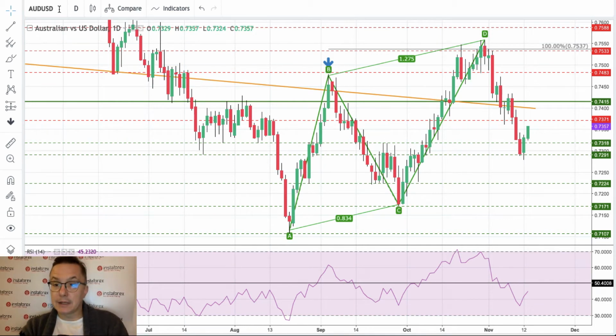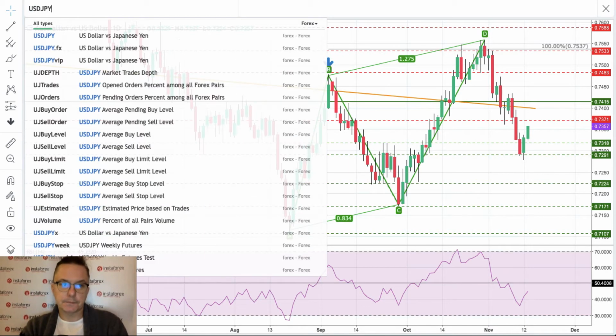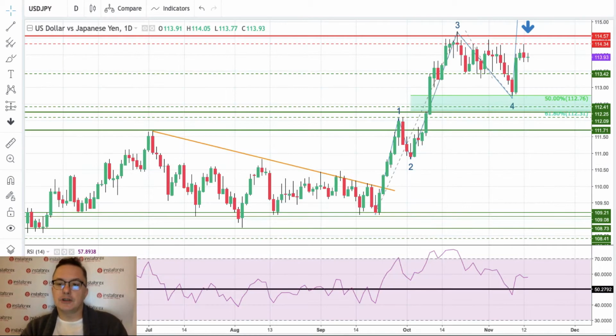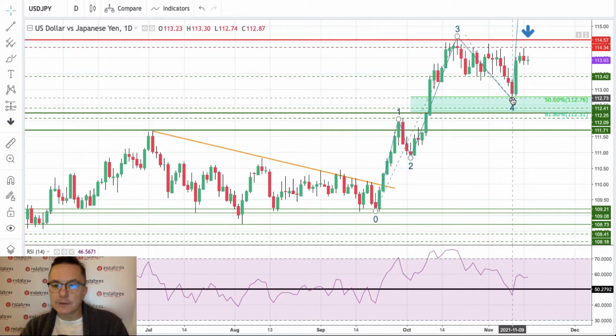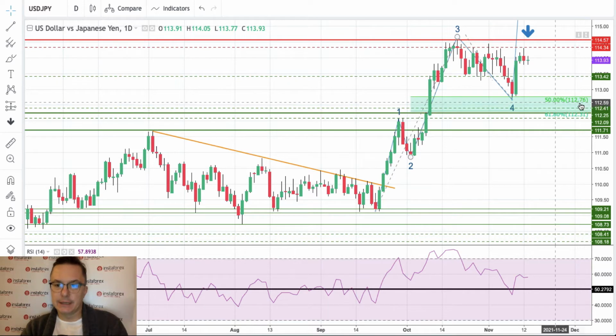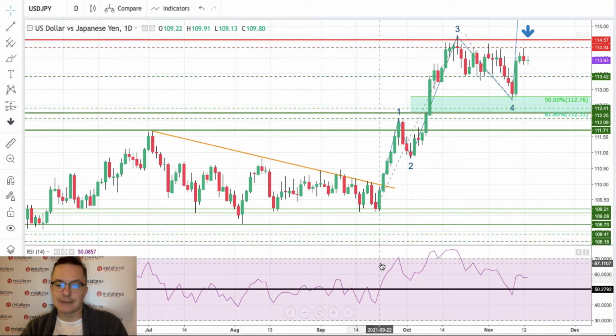Let's take a look at the US dollar to the Japanese yen. The US dollar to the Japanese yen chart looks exactly as we want this chart to look. We have the end of wave 4 at the level of 50% of the Fibonacci retracement at 112.76. We have a big bullish engulfing pattern made last week.